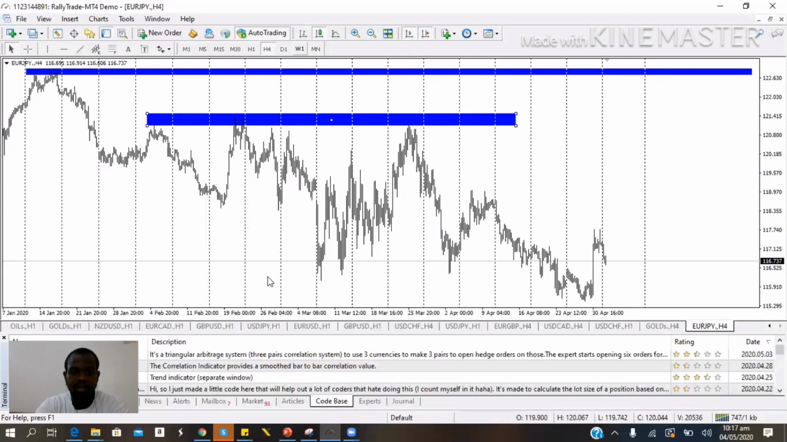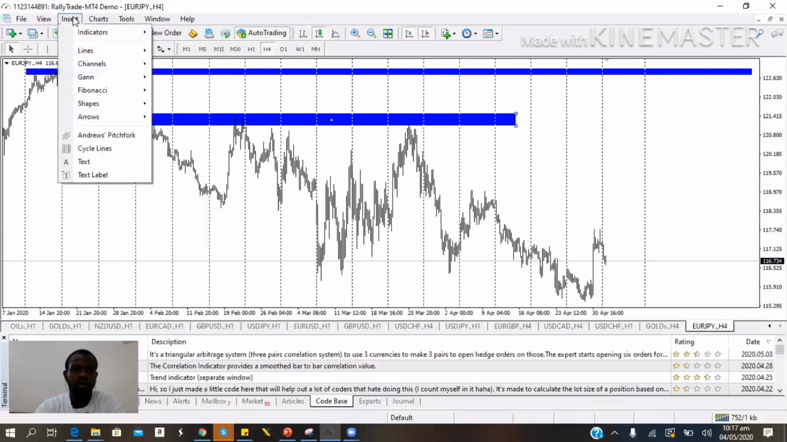And remember, there was a support around here. I see this support zone, the support around here. So let me mark up that area as well as a support shape.